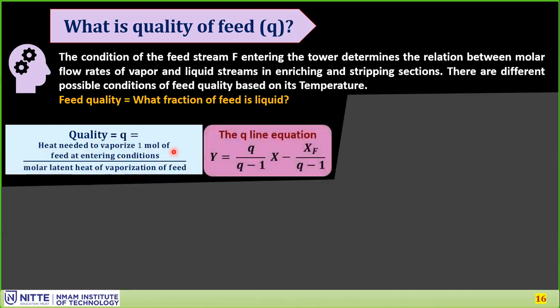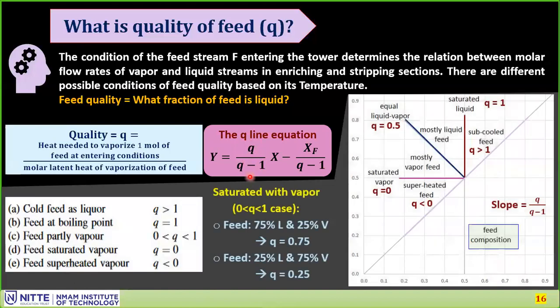So this is the q line equation which we have already used. q by q minus 1 is the slope of the q line. Now based on that particular condition, that is the quality, we have different conditions here: cold feed, completely cold; feed at its boiling point or bubble point; partly vapor; saturated vapor, that is at the dew point; and superheated vapor. Based on that, you will define the value of q.